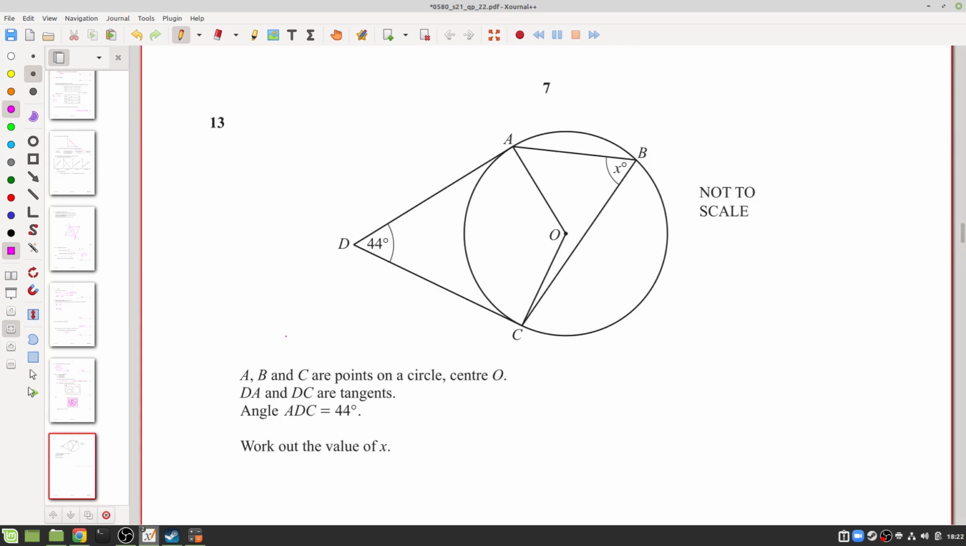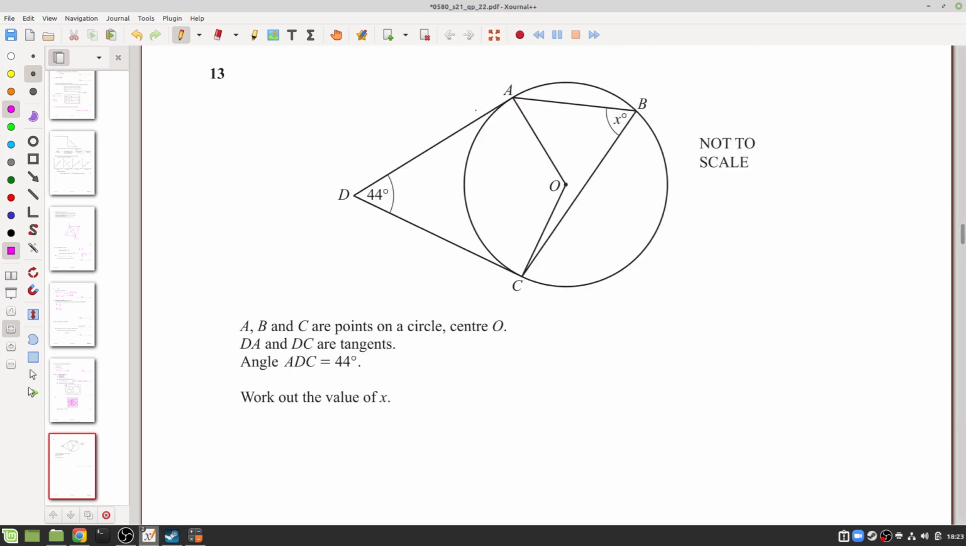Okay, here they tell us A, B, and C are points on a circle with center O. DA and DC are tangents. Angle ADC is 44. Okay, that's given. Work out the value of X.